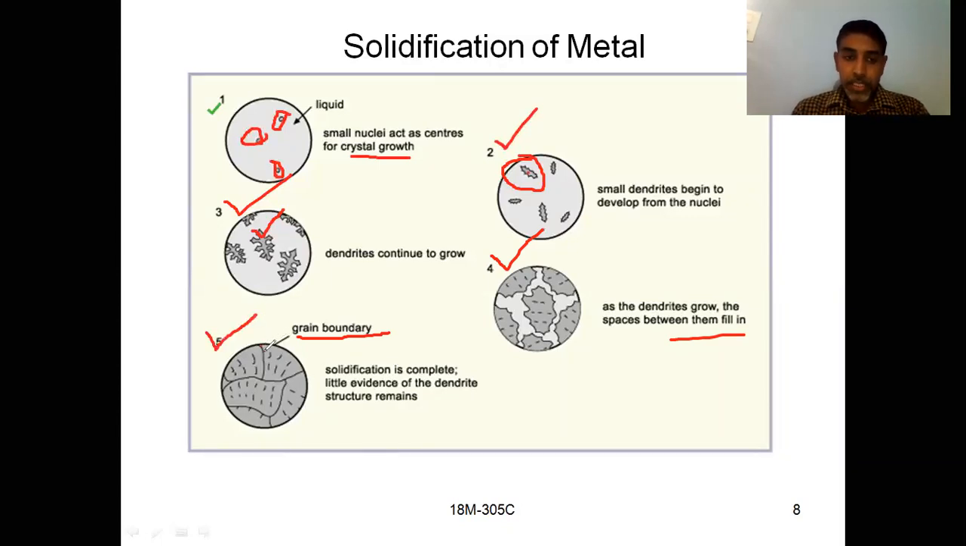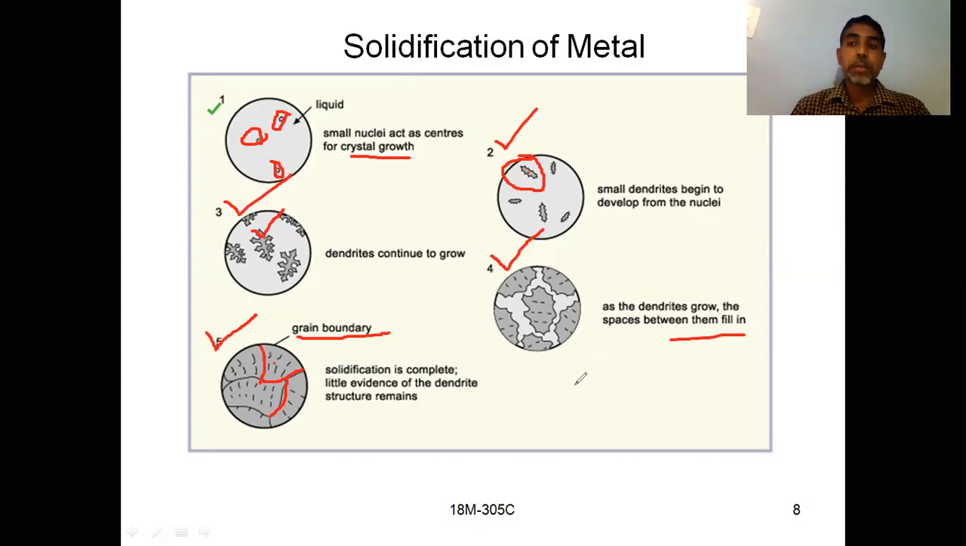In the 5th step, if you see here, this is a grain boundary and this is a grain boundary. That means one nucleus is formed and grown in the dendritic structure, and this is another. When they meet here, you have a grain boundary, and you have a grain boundary here. Like that, you have different grain boundaries after the complete solidification takes place. So these are the 5 steps involved in the solidification of a metal.